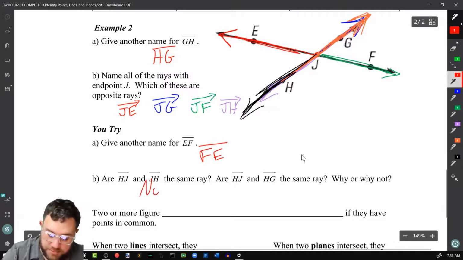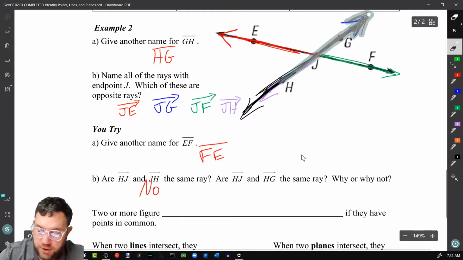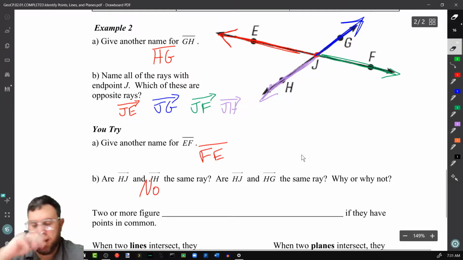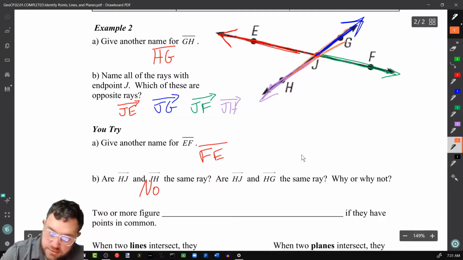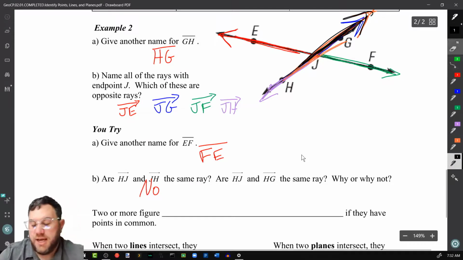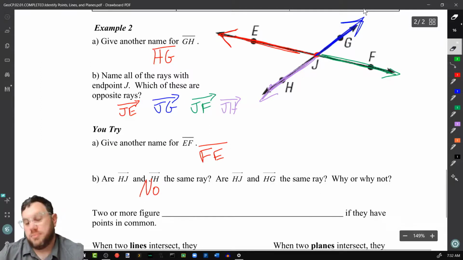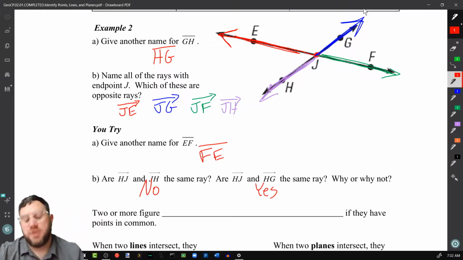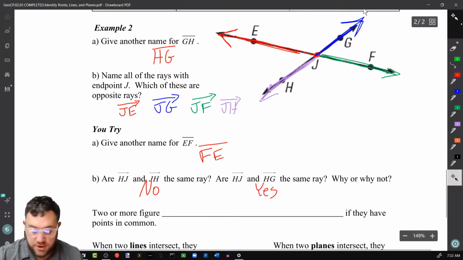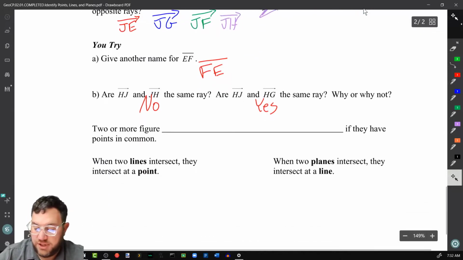Okay, those two are not because they don't start at the same end point. They have to start at the same end point to be the same ray. Then our HJ and HG, the same ray. And both of those start at H and go towards J or G, either way. So those two are the same ray. And like I said, because those two start with the same endpoint and go in the same direction, but HJ and JH start at different end points.